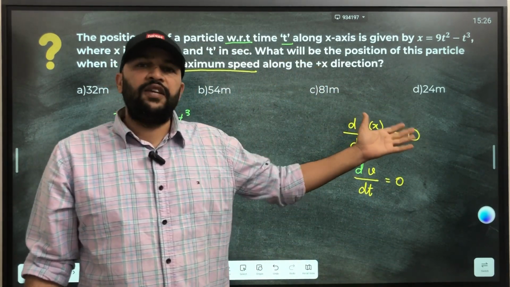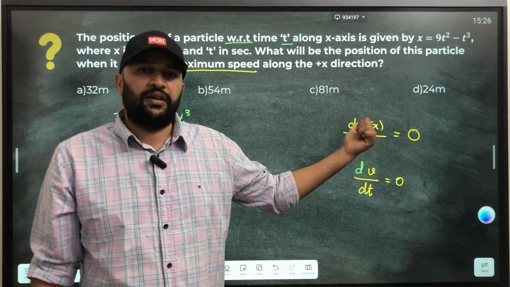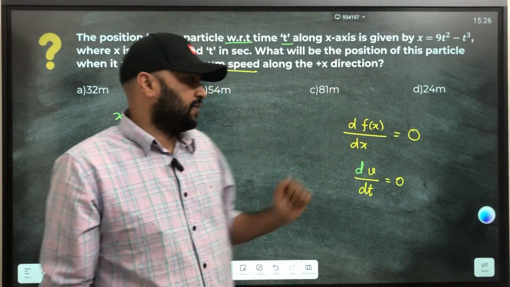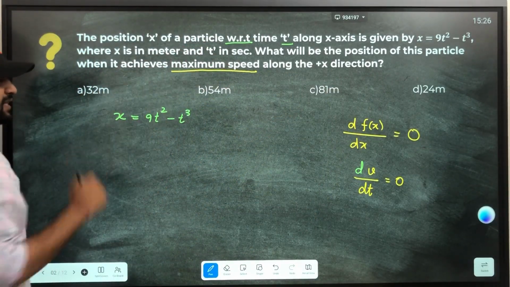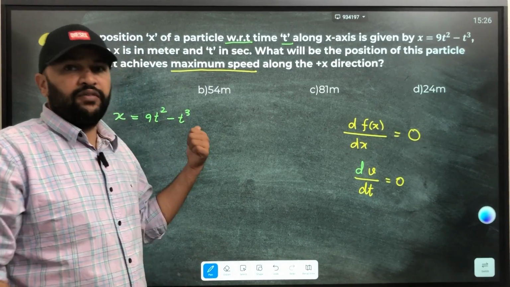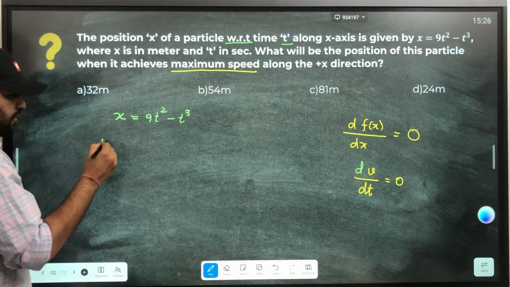If you are given any function and this function is at a maxima or minima, the first derivative will always be 0. Be very careful with this. So here, what is maximum? The speed is maximum, which means the derivative of speed will be 0, not the derivative of position. So first we will find the derivative of position to get the value of v.